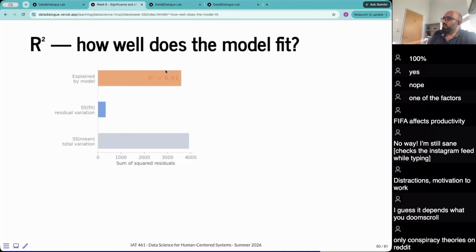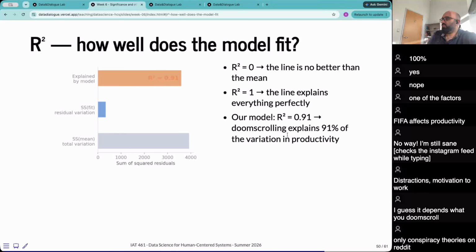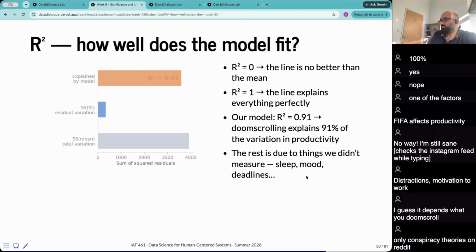So let's say our model explained our data 91%. If R2 is 0, the line is no better than the mean. If R2 is 1, the line explains everything perfectly. Our model does 0.91, means doom scrolling explains 91% of the variation in productivity. There's 9% left for other things. Okay?